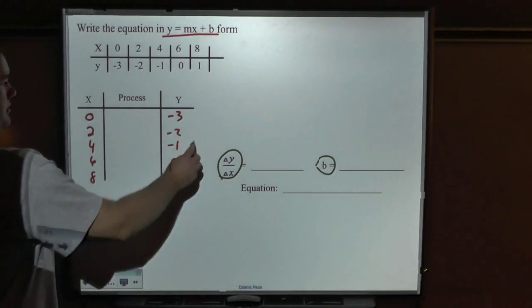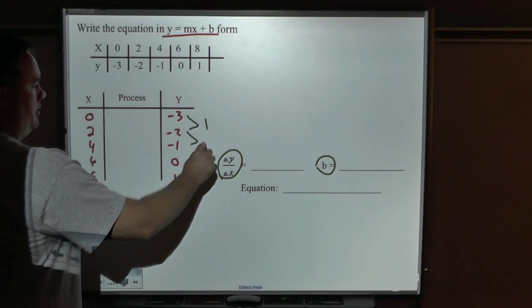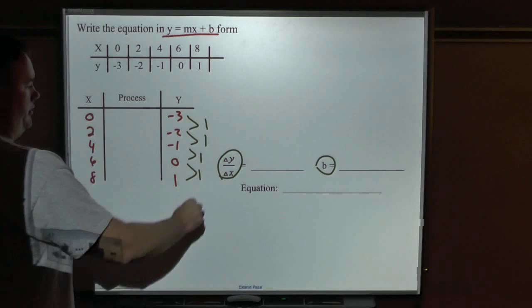So to start off with, change in y. -3 to -2 is 1, -2 to -1 is 1. You can do that all the way through. You see it's always 1.